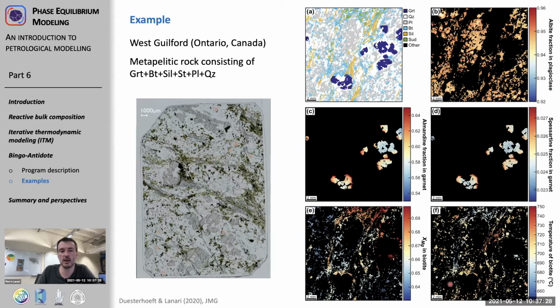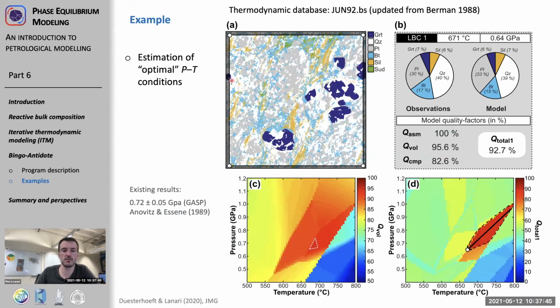You can easily also calculate pressure-temperature maps. This is an example of the temperature map in biotite using the calibration of Henry et al. 2005 that is based on the amount of titanium and the XMg. If you put that map into Bingo-Antidote, you select a large area of interest, and then you run the optimization, you will obtain optimal PT conditions for this sample using the JUN92 database. This is from Berman with some updates from De Capitani, and you obtain conditions at 671 degrees, 0.6 GPa. And you see that you have a pretty good match between your observation and the model.